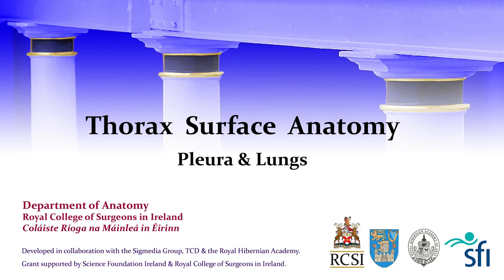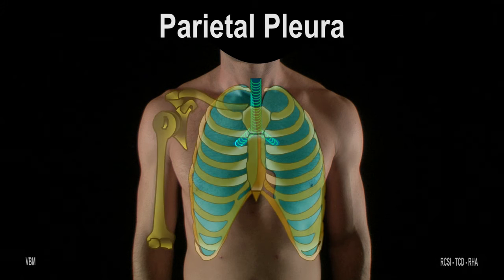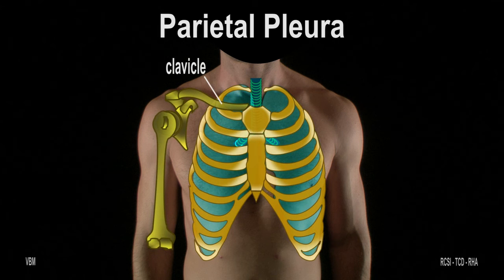Thorax, surface anatomy. Pleura and lungs. The parietal pleura. The parietal pleura extends superiorly 3 cm above the middle of the medial third of the clavicle.